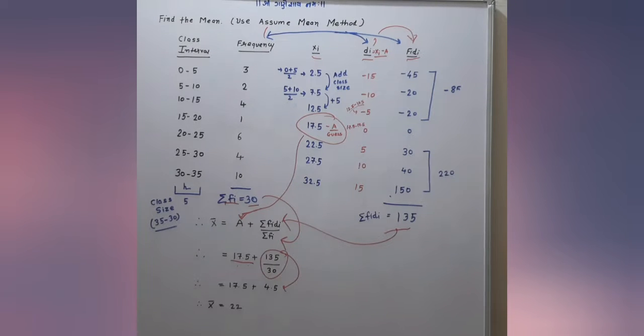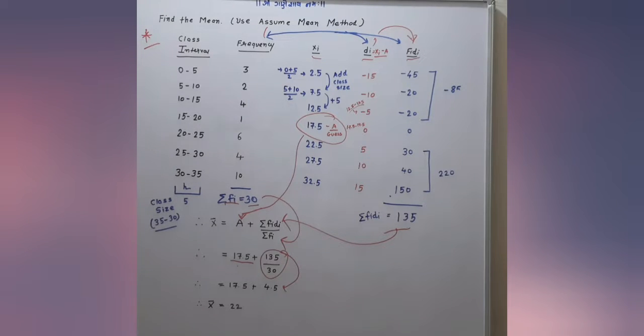Here the question is given like this: class interval and frequency. The class intervals are given with a class size of 5: 0 to 5, 5 to 10, 10 to 15, 15 to 20, 20 to 25, 25 to 30 and 30 to 35. And the frequencies are 3, 2, 4, 1, 6, 4 and 10. So these are the frequencies, and these are the class intervals.